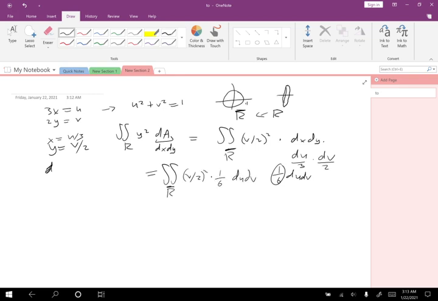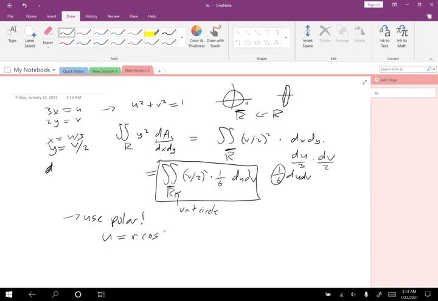So our integral is now something over a circle. This particular integral is easy because now you can use polar coordinates. Remember, this R bar is just the unit circle. So now we can use polar coordinates. What we do is just let u equal r cosine theta, because u serves as our rescaled x, and v equals r sine theta. And then this v squared, it'll just turn into r squared sine squared theta, and these are good.